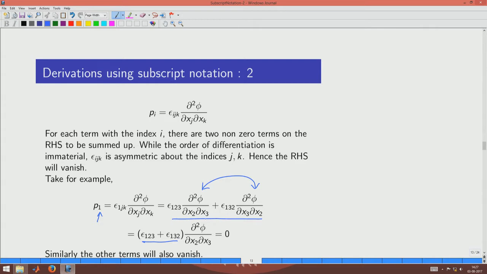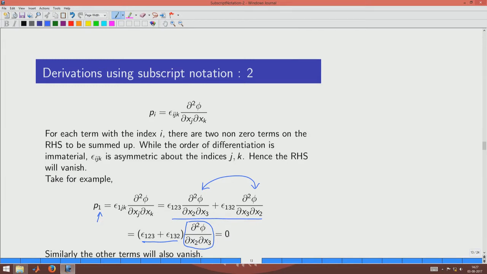because I differentiate first with x3 and then x2, or first with x2 and x3, it does not matter, because we say that the order of differentiation should not matter. So, we are going to use that to take that as common, and that is what is taken as common here, and therefore, we can sum up these two epsilons, and when we see these values, one is plus 1 and another is minus 1. So, they will get a 0.